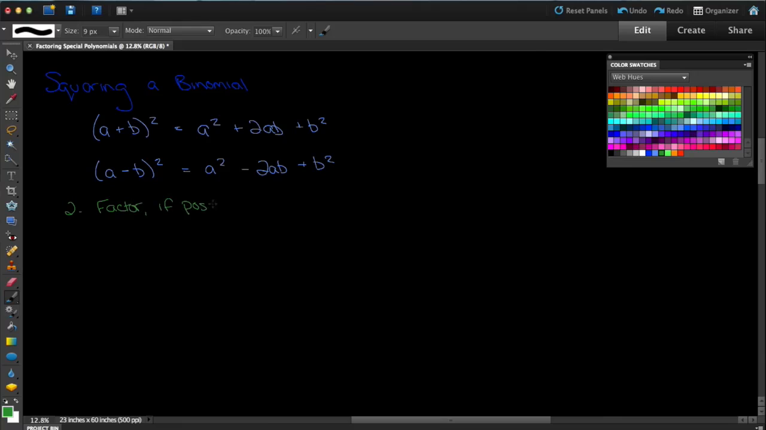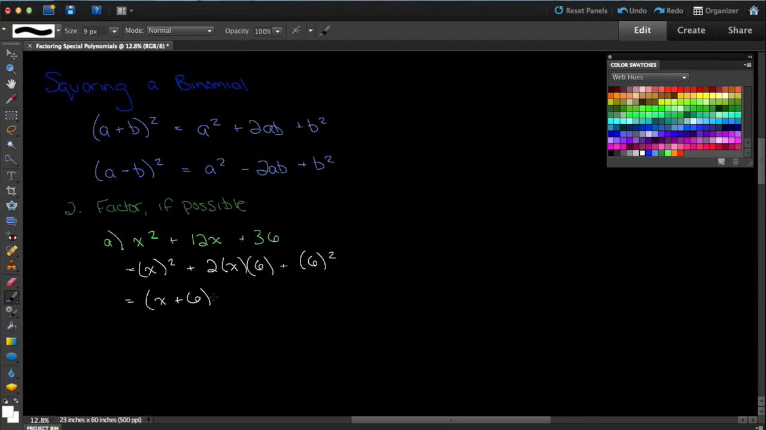Let's try some examples. A, x squared plus 12x plus 36. This follows the layout of the first formula, a squared plus 2ab plus b squared. In this equation, x squared is a squared and 36 is b squared. To simplify, we find the square root of x squared and 36 and divide 12x by 2. The last two calculations should give us the same answer, in this case 6, meaning our final answer in a plus b all squared form is x plus 6 all squared.